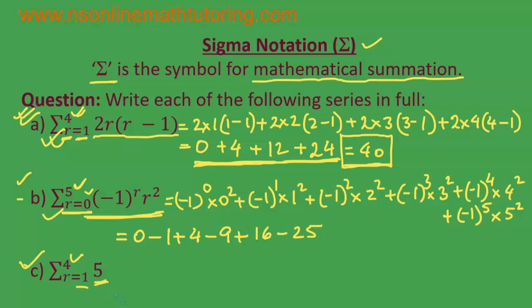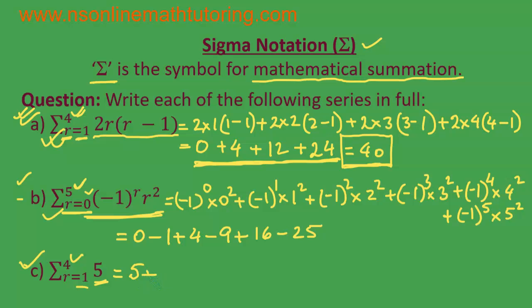We are having only a constant number 5. There is no r in the expression. Then what do we do? Okay, there may not be any r in the expression. But we have to write the expression for every value of r. So when r is equal to 1, we have to write the expression. The expression is equal to 5.